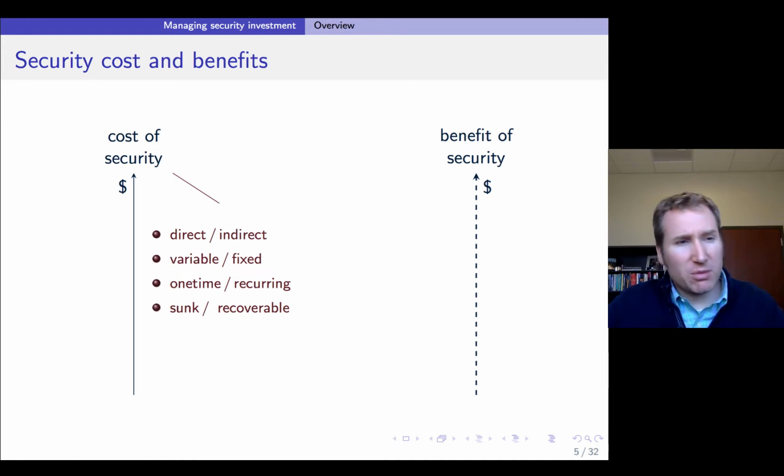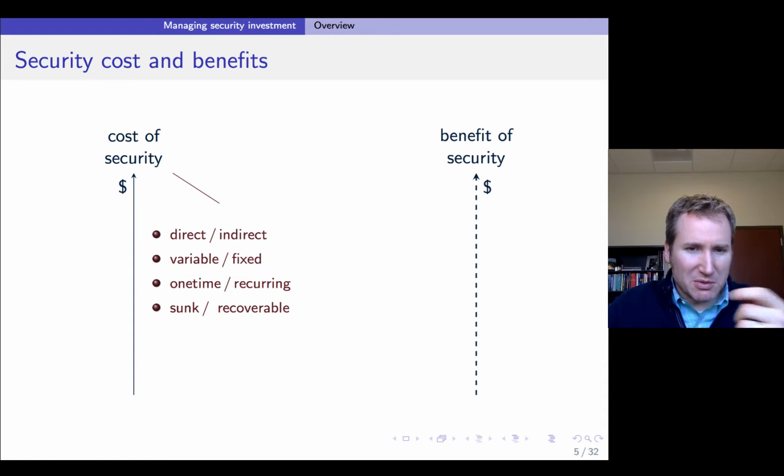Another is to think about variable and fixed costs. A fixed cost is just an outlay of money that you spend, but it's a certain amount. Whereas with a variable amount, you don't know exactly what you're going to be spending. It depends on certain inputs. Then we have one-time versus recurring costs, which is what I was initially alluding to.